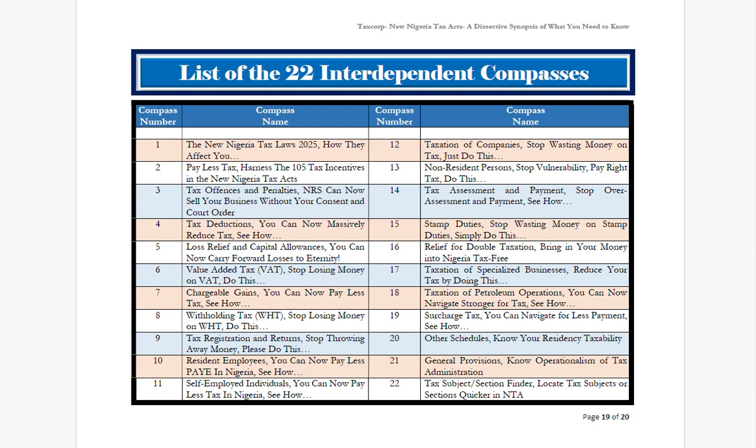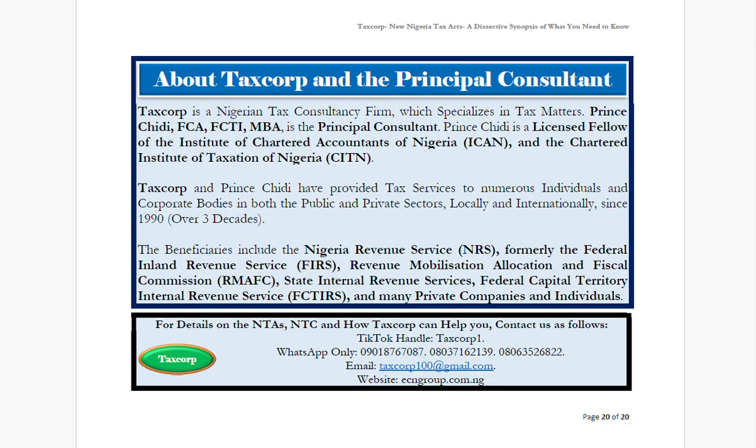About Taxcorp and the principal consultant. Taxcorp is a Nigerian tax consultancy firm which specializes in tax matters. Prince Chidi, FCA, FCTI, MBA, is the principal consultant. Prince Chidi is a licensed fellow of the Institute of Chartered Accountants of Nigeria, ICAN, and also a licensed fellow of the Chartered Institute of Taxation, CITN. Taxcorp and Prince Chidi have provided tax services to numerous individuals and corporate bodies in both the public and private sectors, locally and internationally, since 1990, over three decades.